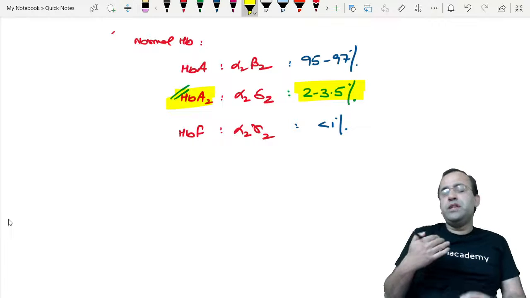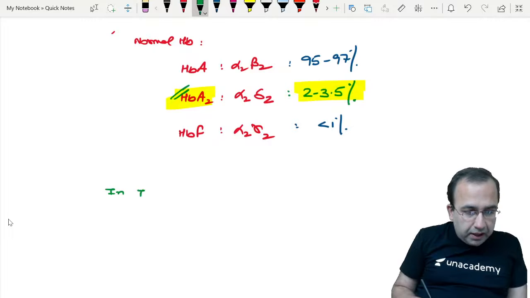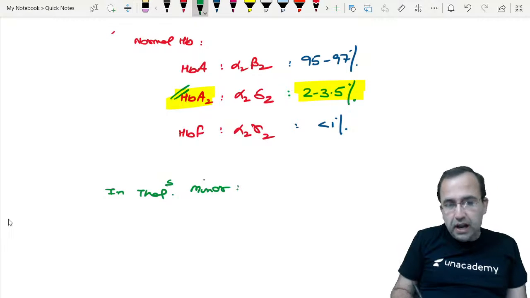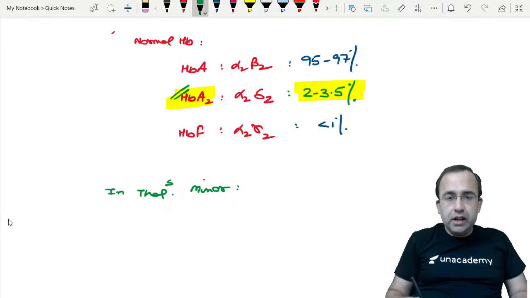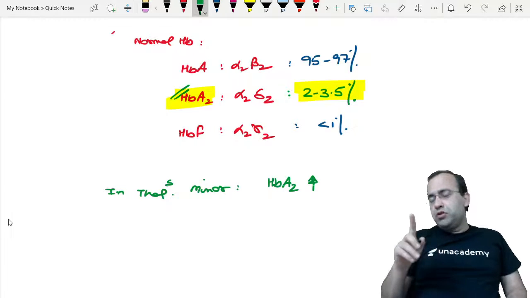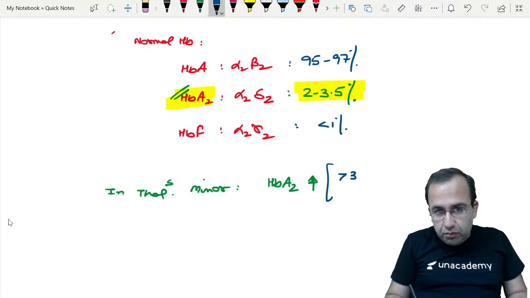Why am I laying so much stress on this? Because in thalassemia minor, HbA2 is increased. That is the main point with respect to thalassemia minor. HbA2 is increased. Normal was 2 to 3.5. Increased means it is more than 3.5%.